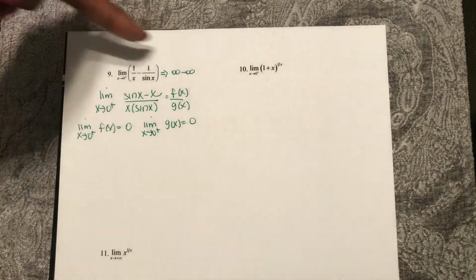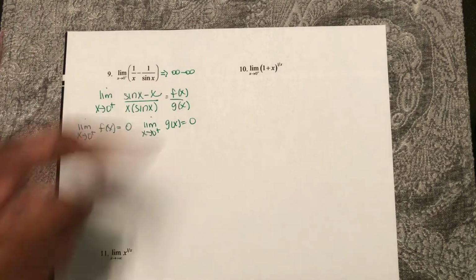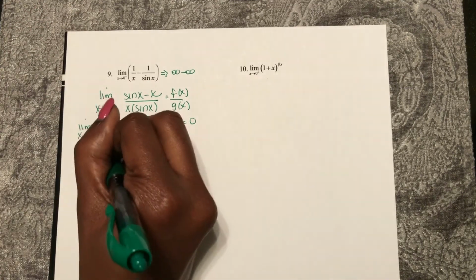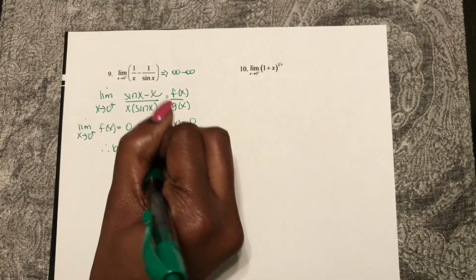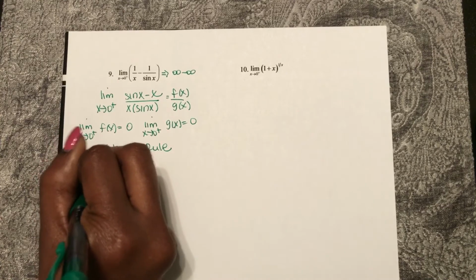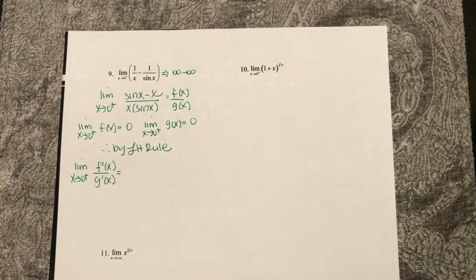So notice it's no longer infinity now that I've defined these differently. So I have 0 over 0, which is an indeterminate form that I can apply L'Hopital's rule. Therefore, by L'Hopital's rule, we have the limit as x approaches 0 from the right of f prime of x over g prime of x.